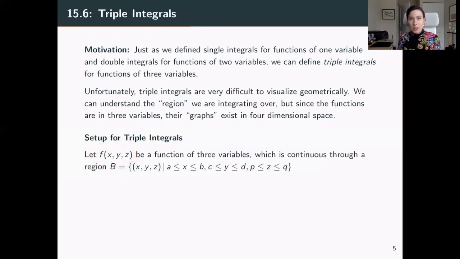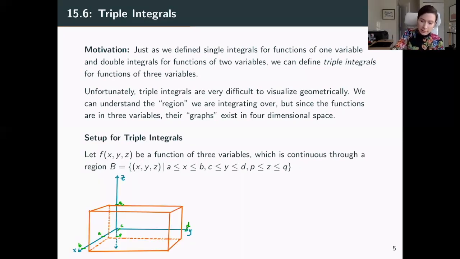To help visualize this a little bit, I want to first look at a region in the 3-dimensional space that could potentially be a region of integration for a 3-variable function. In order to do that, I'm going to have to draw something. It's going to take me a little while to draw it, so I'm going to go ahead and pause myself here, generate the picture, and come back.